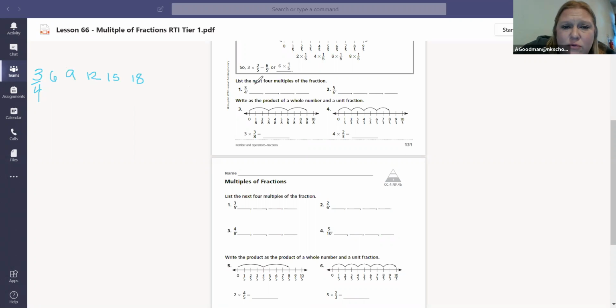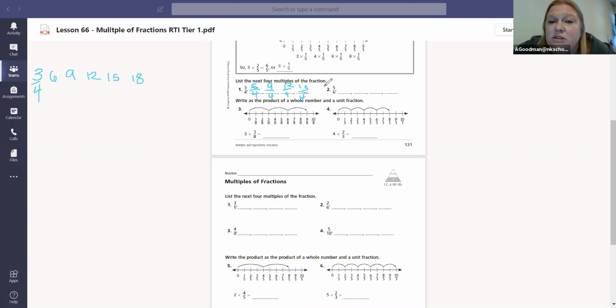So writing them in. It's so hard to write with this thing. 6/4, and the next one would be 9/4, 12/4, and 15/4. No need to reduce it right now. Just leave it the way it is. We're going to talk about reducing and simplest form fractions in another lesson this week or next week.